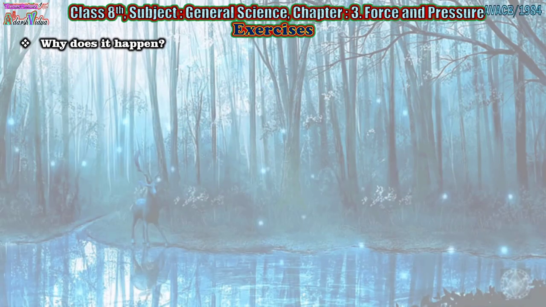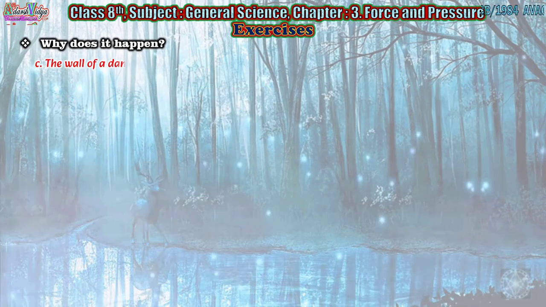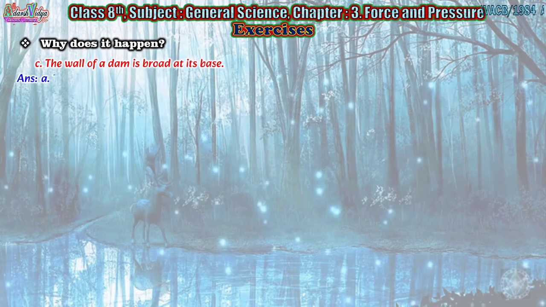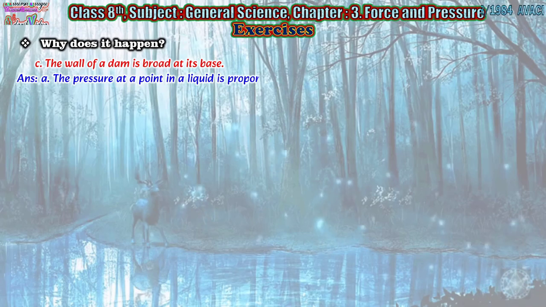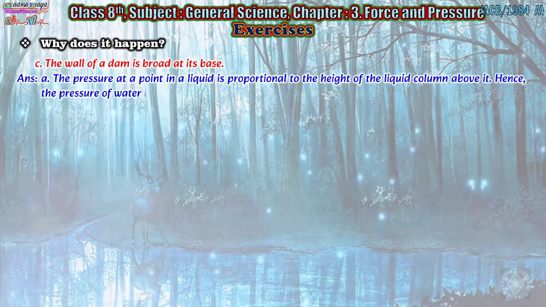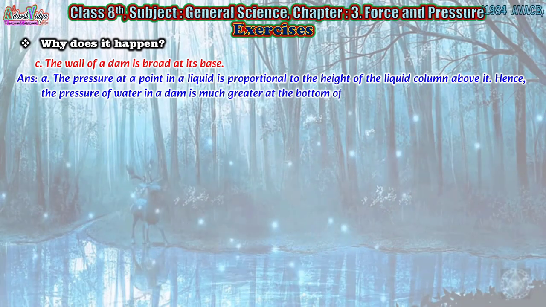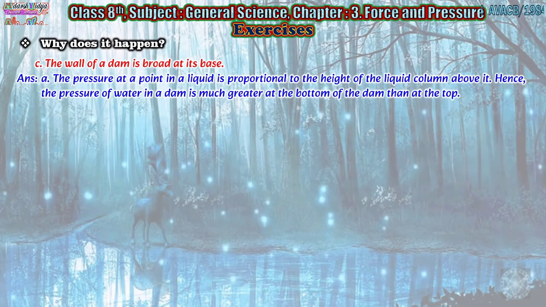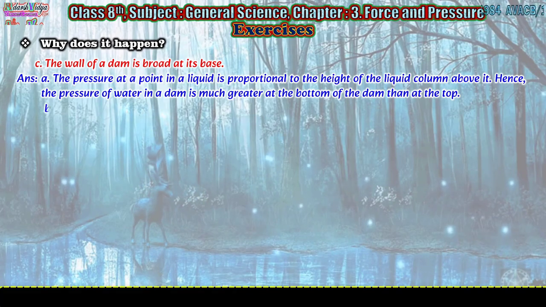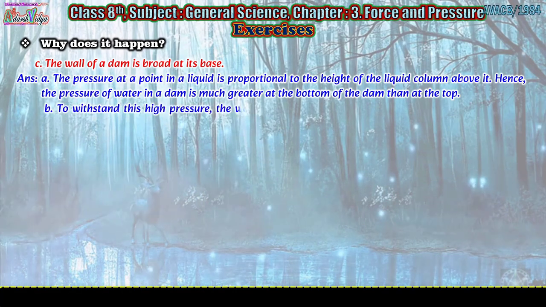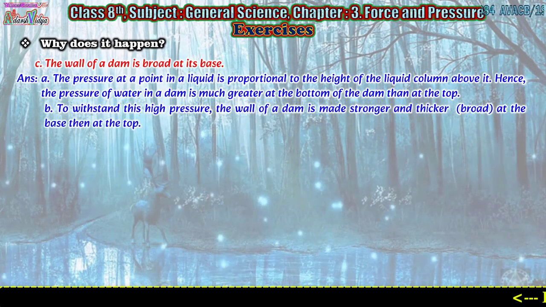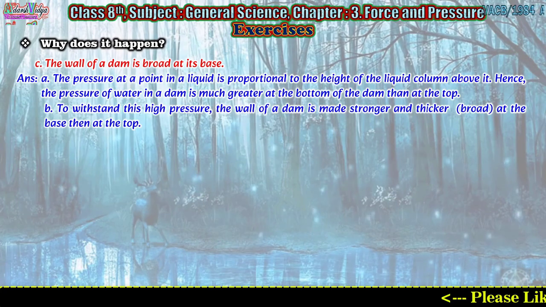After that, C. The wall of a dam is broad at its base. Answer: the pressure at a point in a liquid is proportional to the height of the liquid column above it. Hence, the pressure of water in a dam is much greater at the bottom of the dam than at the top. To withstand this high pressure, the wall of the dam is made stronger and thicker, broad, at the base than at the top.